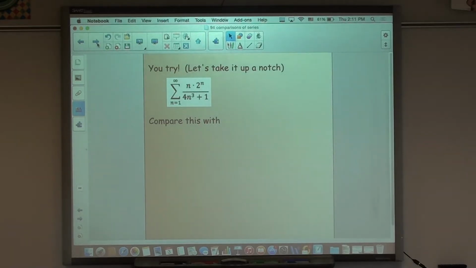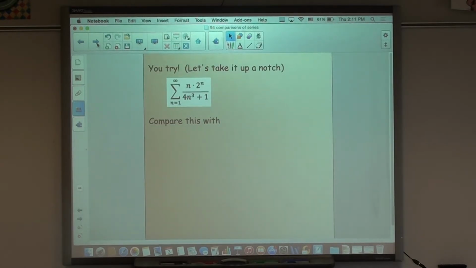What happens to the original? You probably want to keep the original. What happens to the one we compare with? I use 2 to the n over 4n squared. To compare with, you can use n.